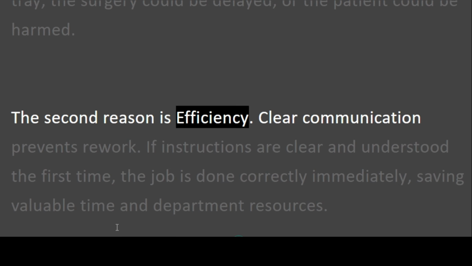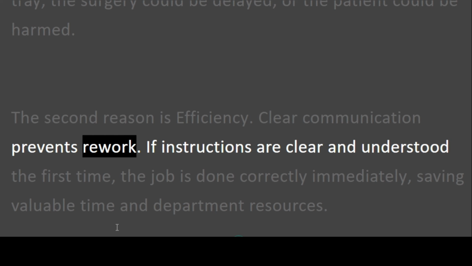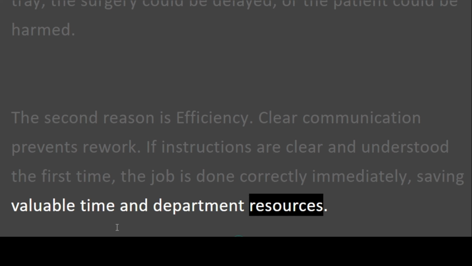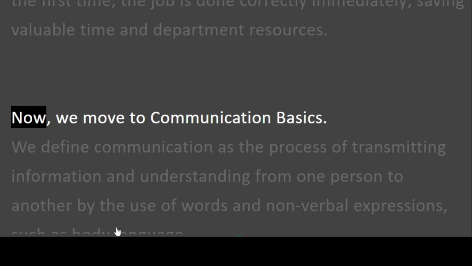The second reason is efficiency. Clear communication prevents rework. If instructions are clear and understood the first time, the job is done correctly immediately, saving valuable time and department resources. Now, we move to communication basics.